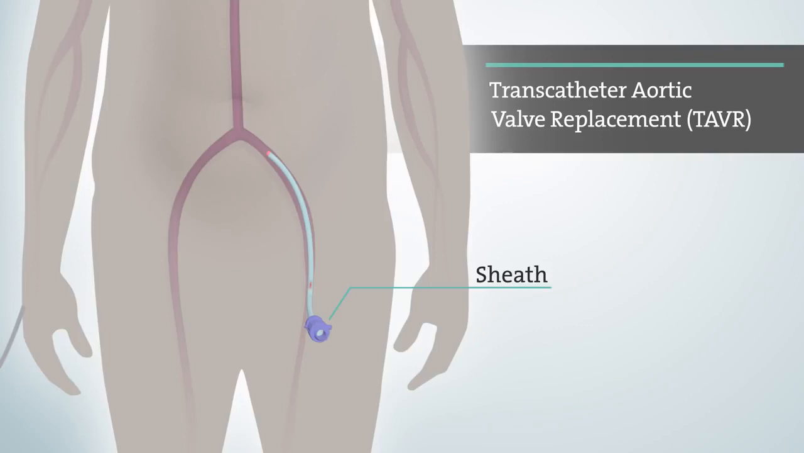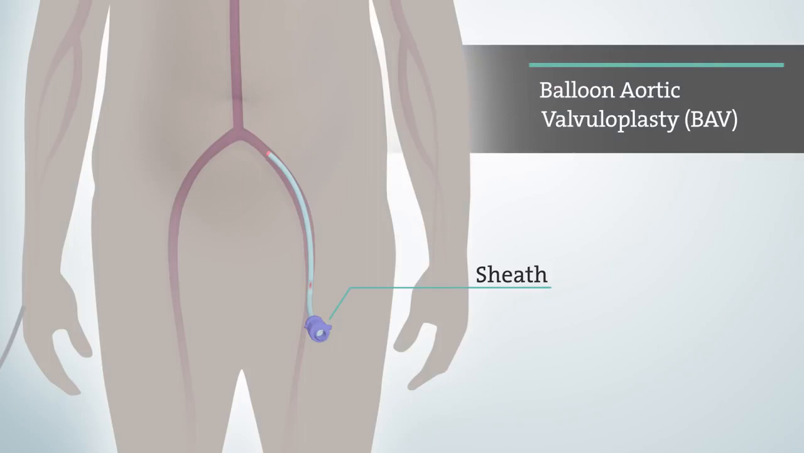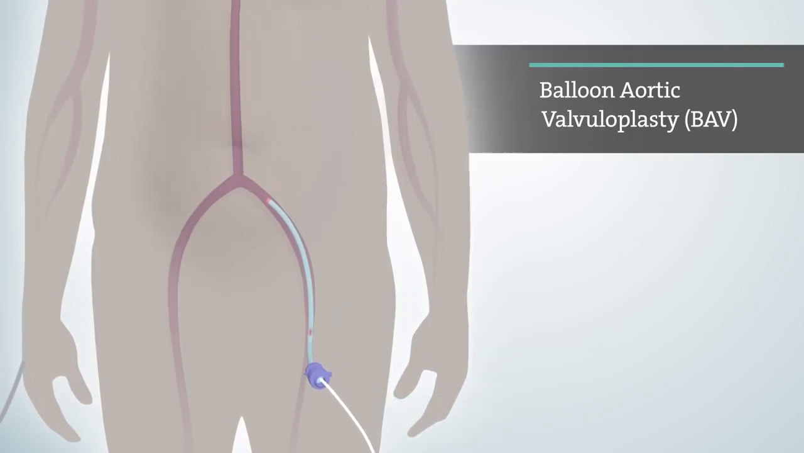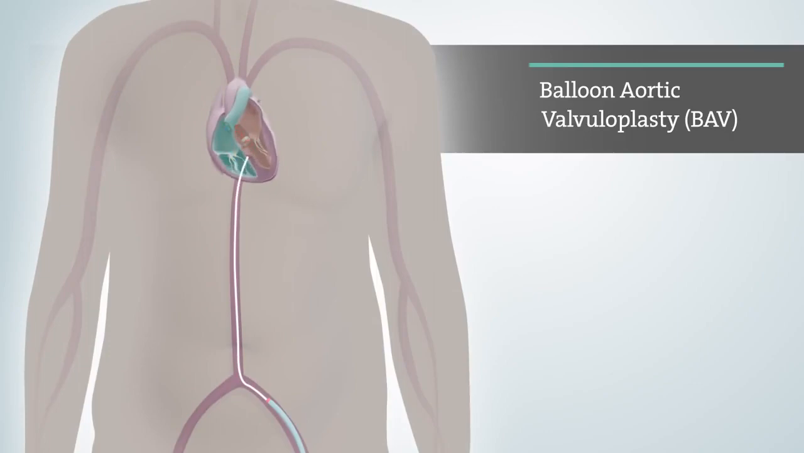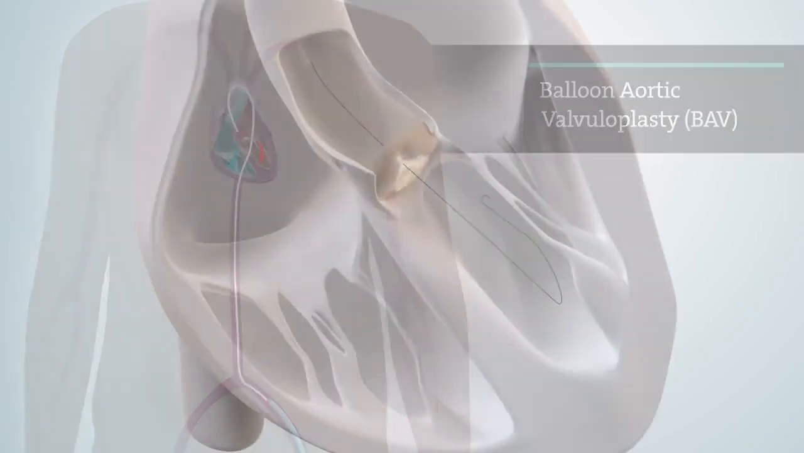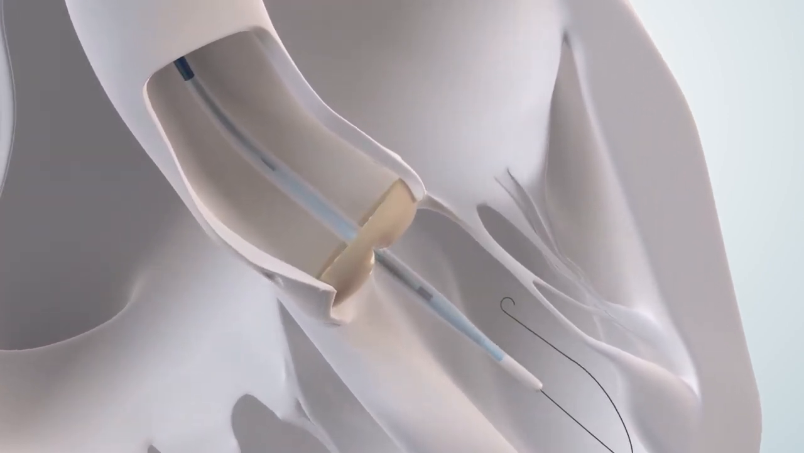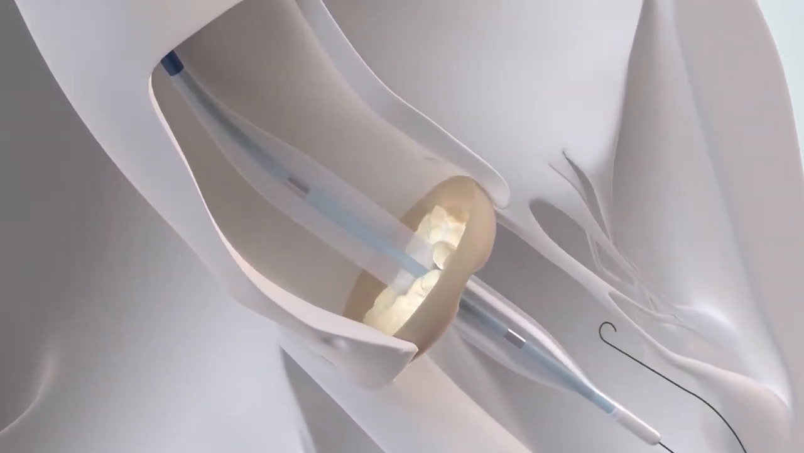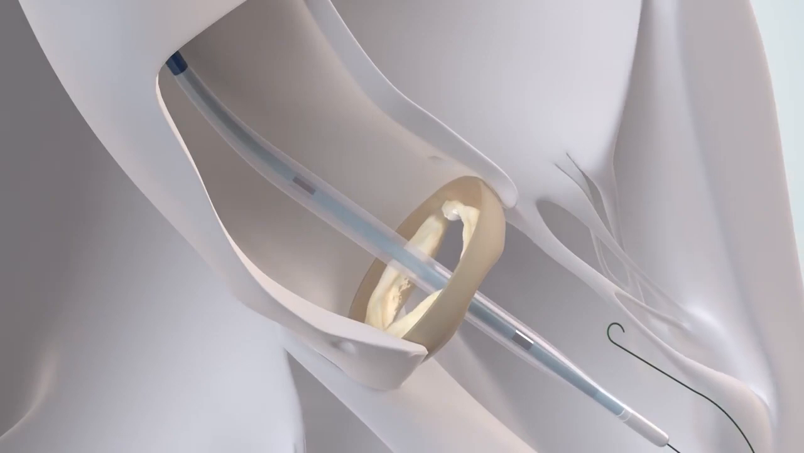Sometimes, as a first step during the TAVR procedure, balloon aortic valvuloplasty, also known as BAV, is performed in order to open your narrowed calcified valve. Once the sheath is in place, your doctor will guide a catheter with a balloon on the end of it up to your aortic valve. Once the balloon catheter reaches your aortic valve, the balloon is inflated to open your narrowed calcified valve. The balloon catheter is then deflated and pulled back from the aortic valve.